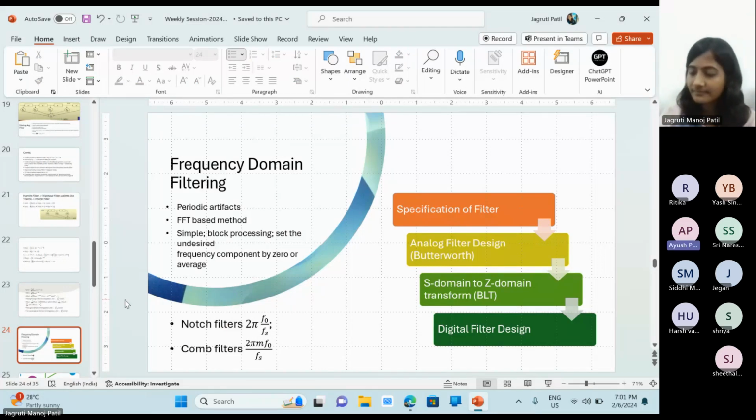A notch filter looks like a notch actually. And what does it do? Someone else? It allows only a particular frequency to pass through it. Yeah. And a comb filter? You can also Google and let me know. It's fine.